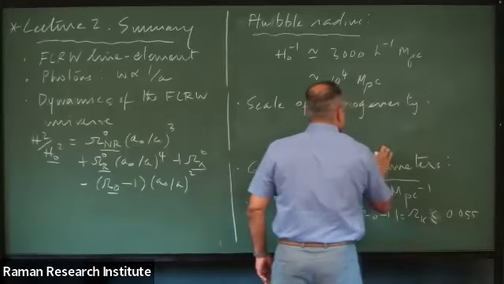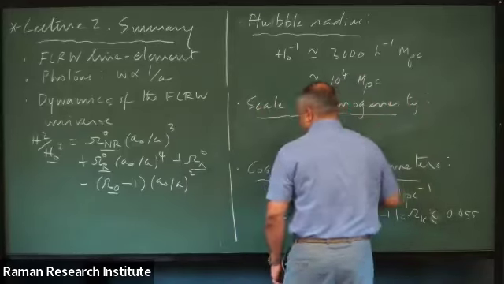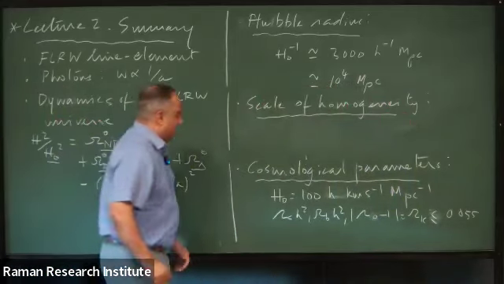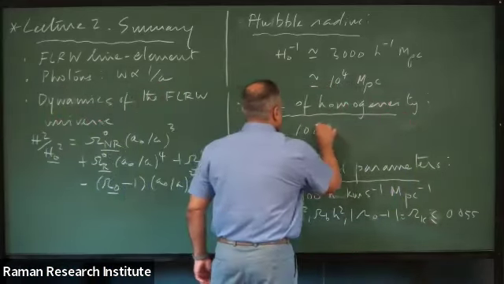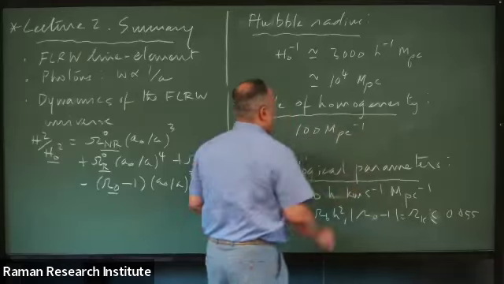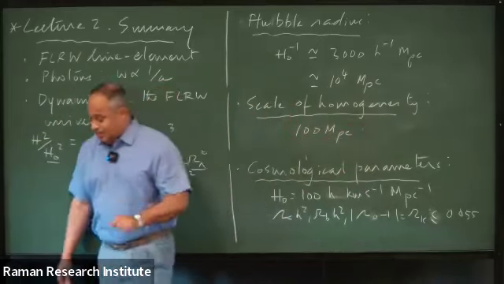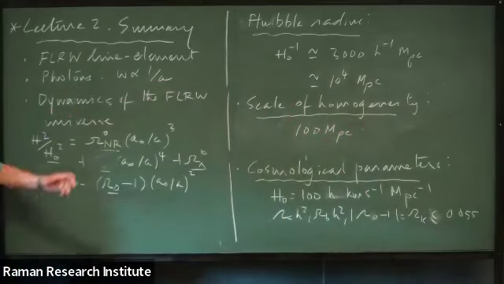Do you recall what is the scale of homogeneity? Something like 100 megaparsec or so. So this leads to a scale of about 10 power 2, close to 100 megaparsec. And this leads to a scale of about, in wave numbers, 10 power minus 2 megaparsec inverse. That is an important scale, as we will discuss very soon.